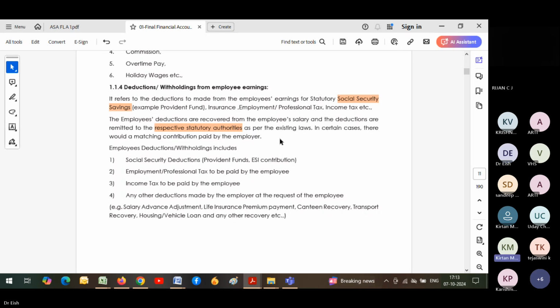Okay. Salary advance, advance adjustment, life insurance, canteen recovery, transport recovery, house or vehicle loan, and any other recovery, etc. So the employer, on the request of the employee, will deduct the amount and will deposit with the authority. Okay, any questions in between?